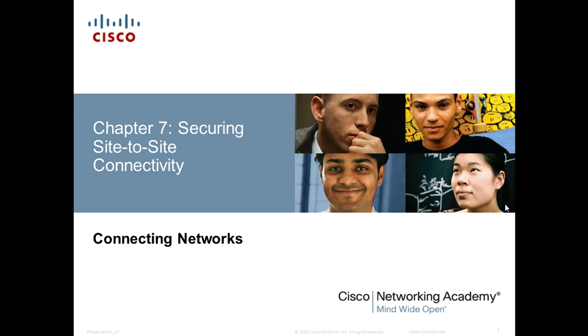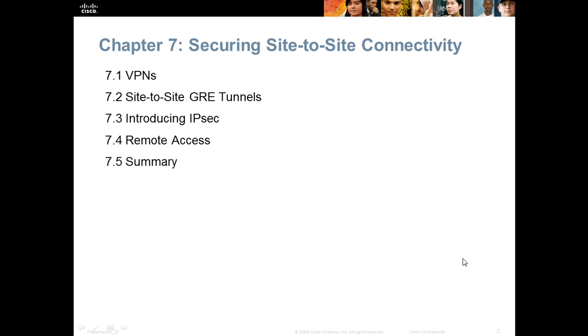T216B CCNA 4 Connecting Networks, Chapter 7, Securing Site-to-Site Connectivity. In this chapter, we are going to talk about virtual private networks or VPNs, site-to-site GRE tunnels, introducing IPsec, remote access, and we will end the session with a summary.